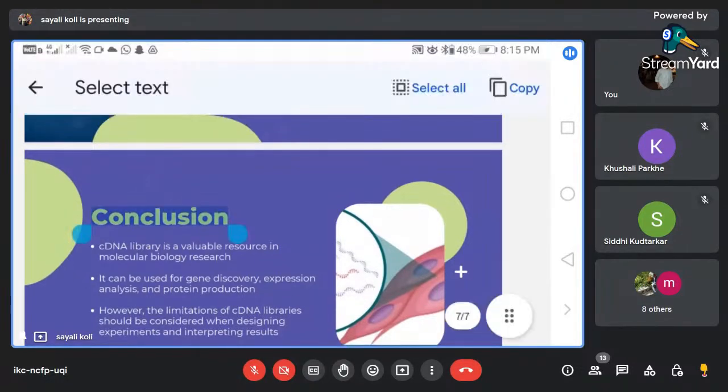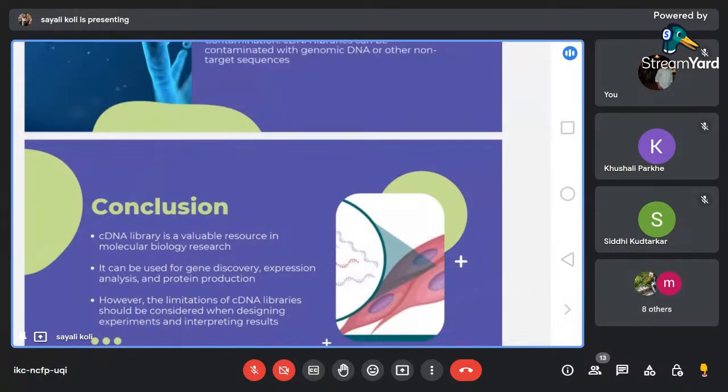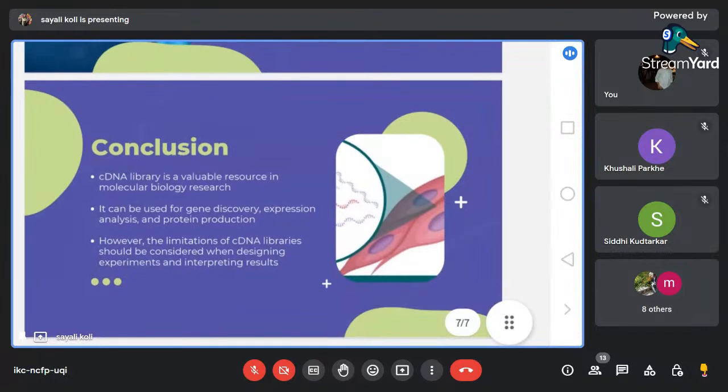So major disadvantage of cDNA library is that it contains only sequences that are present in a mature mRNA. Introns and any other sequences that are altered after transcription are not present, such as promoters and enhancers. ये sequences भी नहीं transcribed होते हैं, इसकी वजह से ये भी absent रहेंगे in cDNA library. So that's all for my presentation.